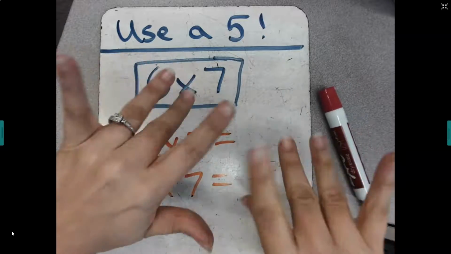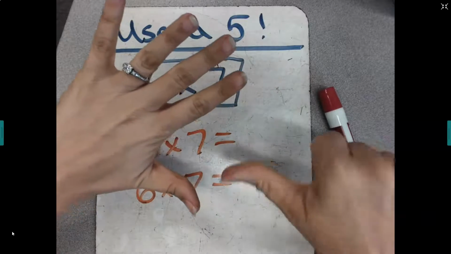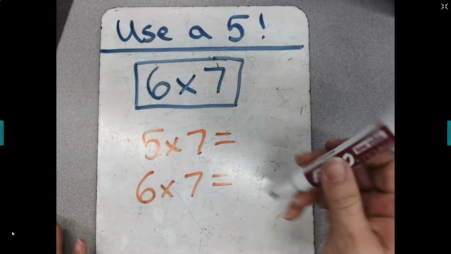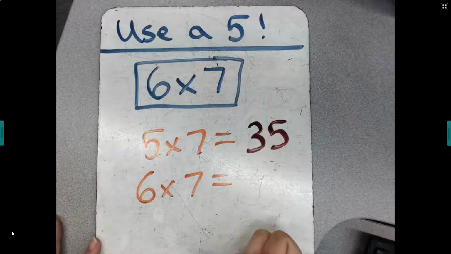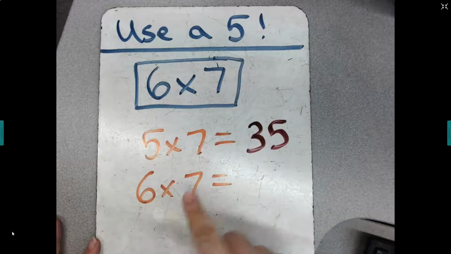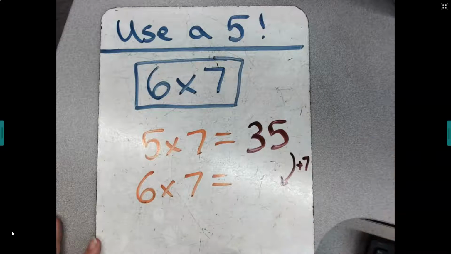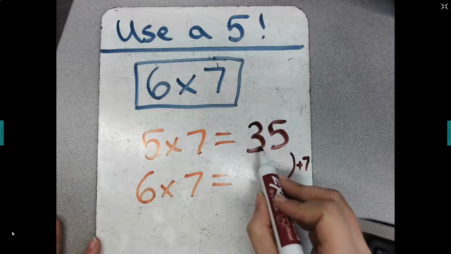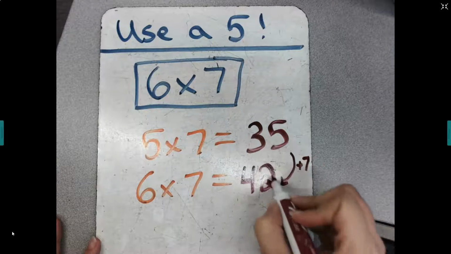I can use my finger calculators to count by 5s. 5, 10, 15, 20, 25, 30, 35. I have 7 fingers up. So 5 groups of 7 is 35. 6 groups of 7 is just 7 more. So I just need to do 35 plus 7, and that gives me 42.